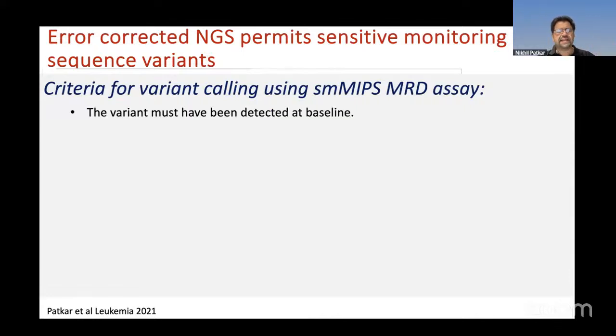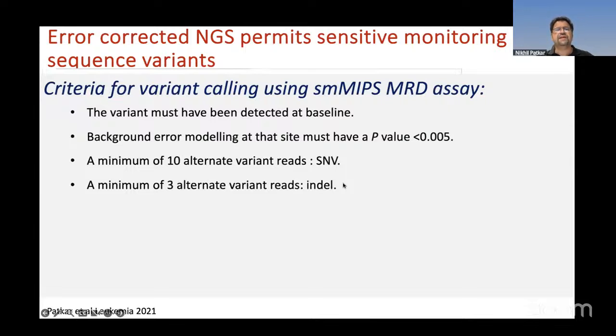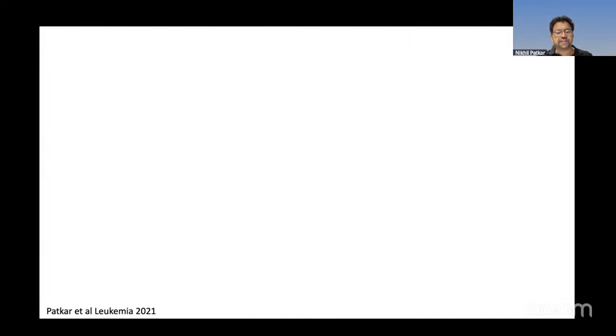There were some criteria: the variant should be detected at baseline, and you should have an error model done for those variants. A minimum number of alternate reads must be defined, at least 3 reads for an indel and 10 variant reads for an SNV. The highest VAF is assigned MRD. And if DTA mutations were there, they were ignored.